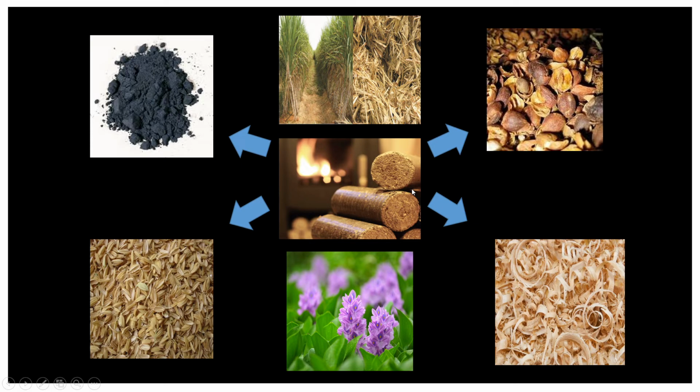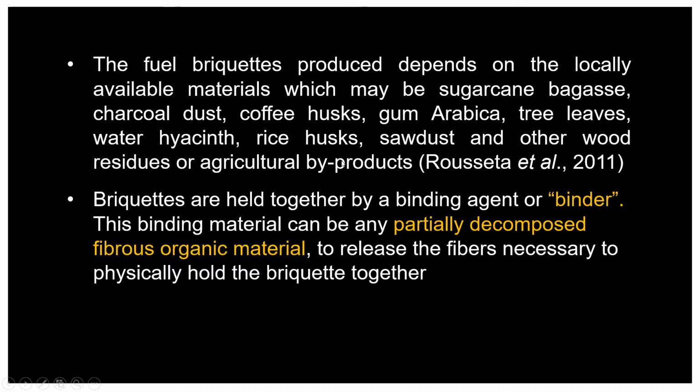Many types of materials which are solid in nature can be used to form briquettes. So there are more examples here: sugarcane bagasse, charcoal dust, coffee husk, gum arabic, tree leaves, water hyacinth, rice husk, sawdust, and other wood residues or agricultural byproducts can be used to make briquettes.